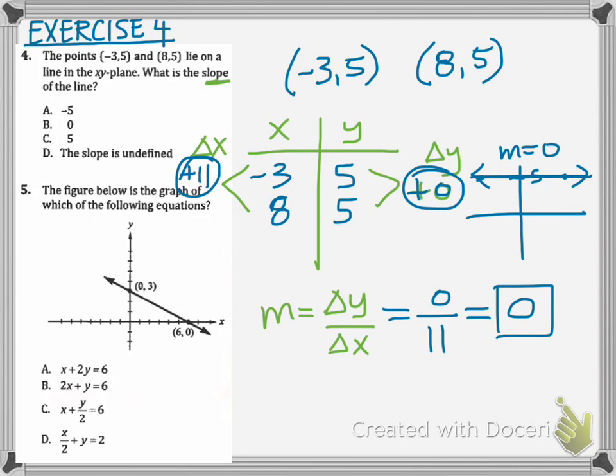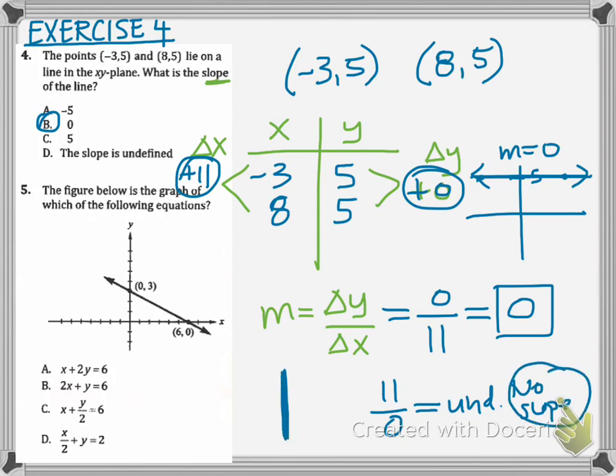Now on the other hand, let's just say, we know the answer to number 4 is 0, right? But let's say instead of 0 over 11, we had 11 over 0. Anything over 0 is undefined. In that case, you would have no slope. And your graph would be vertical. Vertical is no slope. You can't walk up this line because you're going to fall, which means there's no slope.